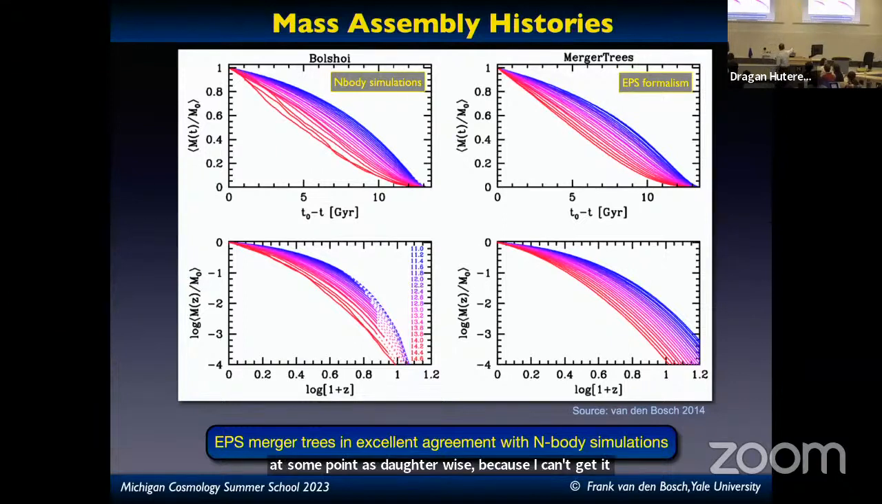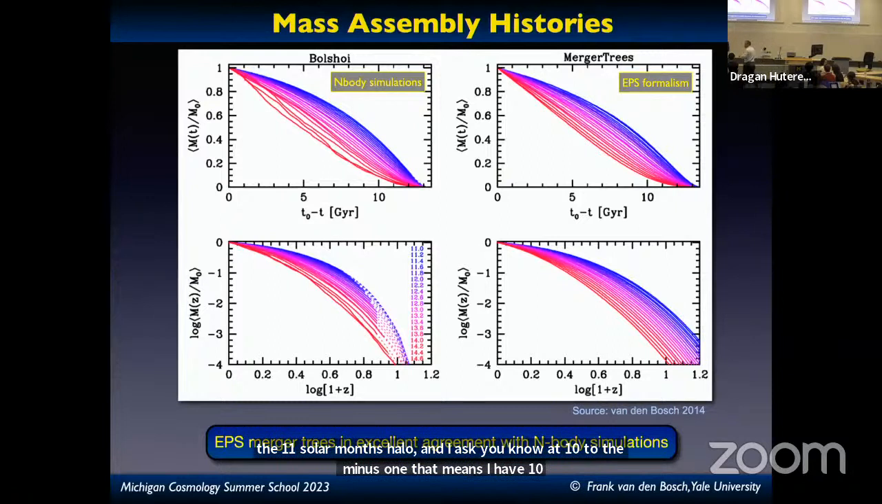Because if I go to a 10 to the 11 solar mass halo and I ask, at 10 to the minus 1, that means I have 10 to the 10 solar masses. That's 10 particles in your simulation. You can't resolve this thing anymore. So your simulation has finite resolution, and that's sort of what you see happening here.